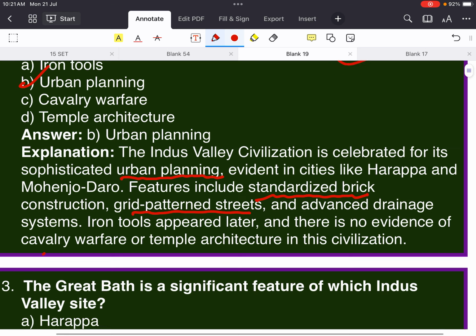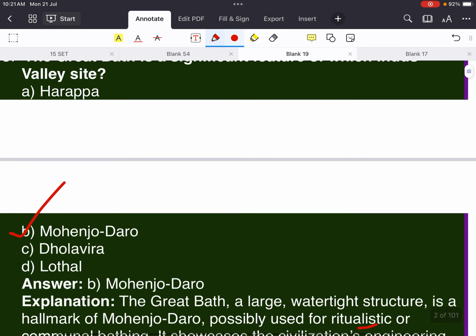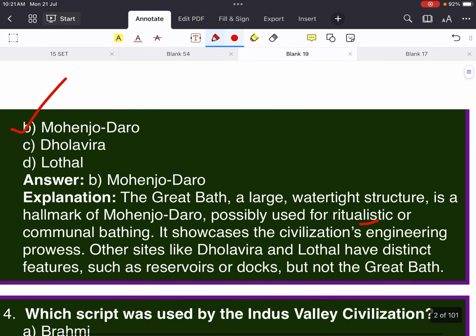Then, the Great Bath is a significant feature of which Indus Valley site? Option B, Mohenjo-daro. The Great Bath, a large watertight structure, is a hallmark of Mohenjo-daro, possibly used for ritualistic or communal bathing.